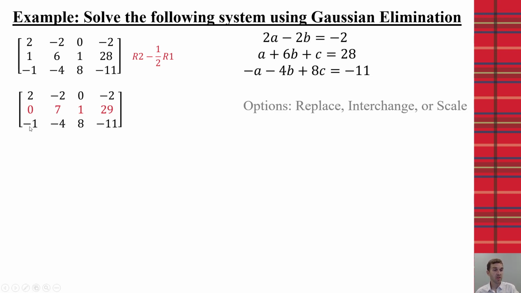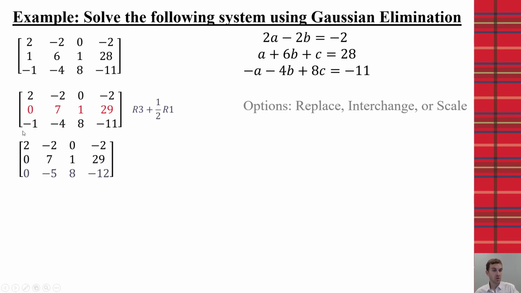Now I'm going to work on the third row and make this negative 1 become a 0. I can add half of the first row to my third row, and then this will become a 0. So half of 2 plus negative 1 is 0. Half of negative 2 plus negative 4 is negative 5. This will stay 8. And then half of negative 2 plus negative 11 becomes negative 12.